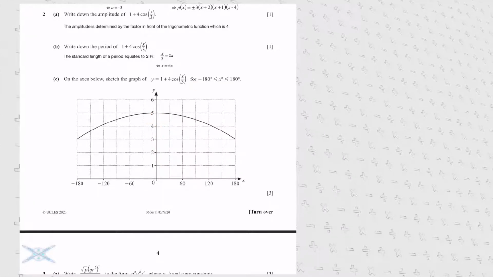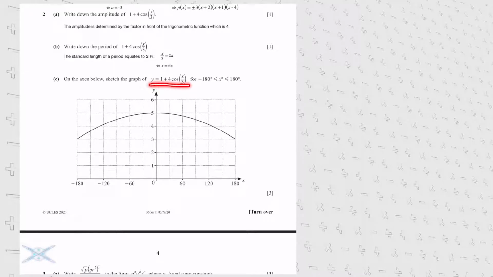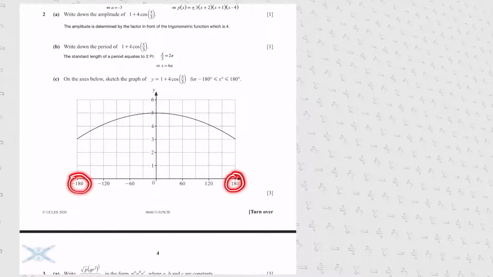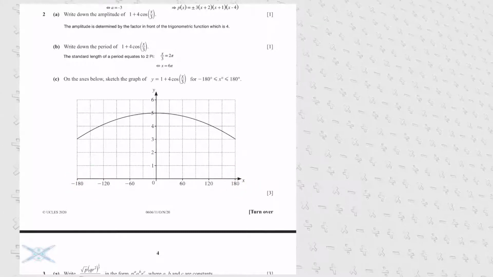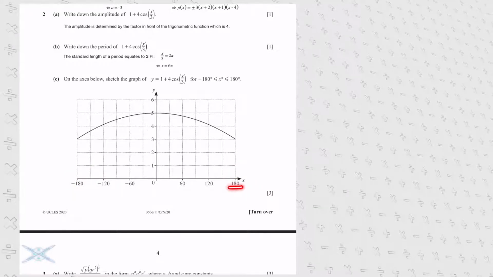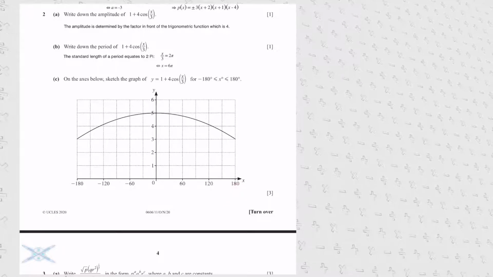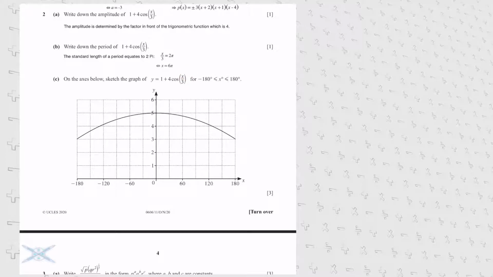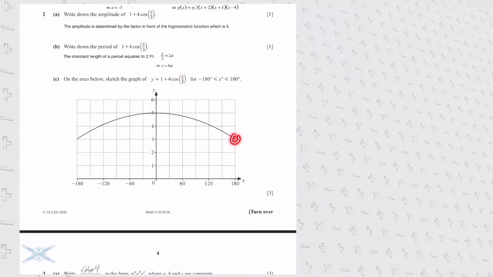In order to find the value of this function for x equals -180 and +180 degrees, we need to keep in mind that 180 degrees equals pi. Substituting pi and -pi for x in our function will provide us with the value of +3.